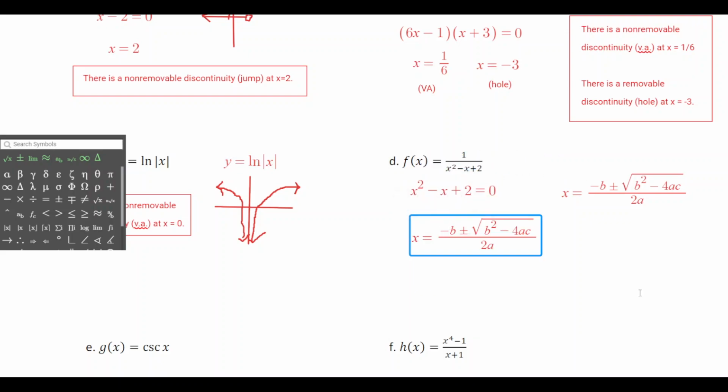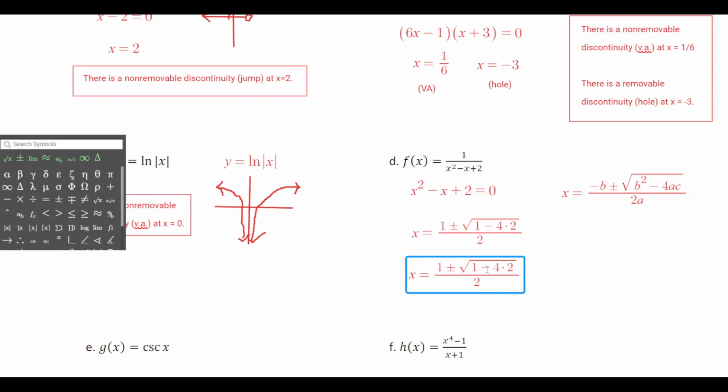So my b value is -1, so negative b is just going to be +1. Then we have -1 squared, which is just 1. My a value is 1, which obviously is not going to change anything, so I'm not even going to bother writing it. And then down here, same thing, times 1, nothing happens there. But c is 2. So what we end up with here is 1 minus 8, which is -7.